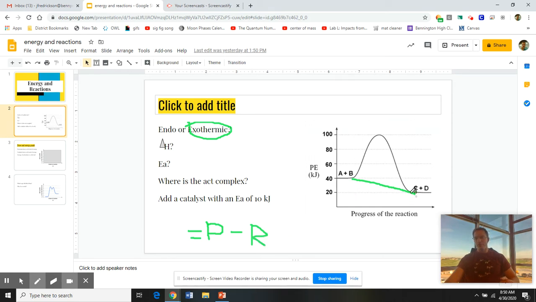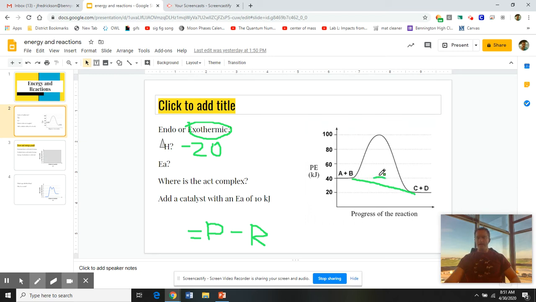So products are 20 minus reactants are 40. So 20 minus 40 is a negative 20, right? Or the way I tend to do it is I just say, well, the difference is 20 and it went down by 20. So that's a negative 20. I feel like that just makes more sense to me, right? But either way works.